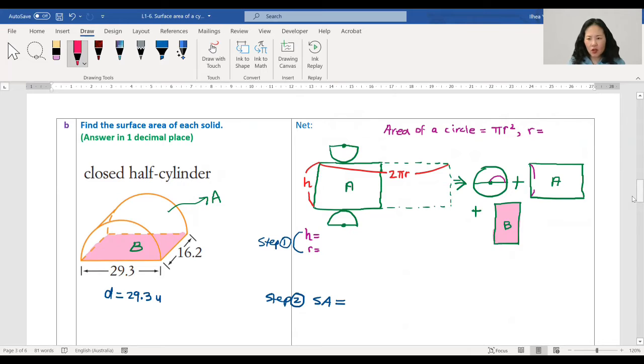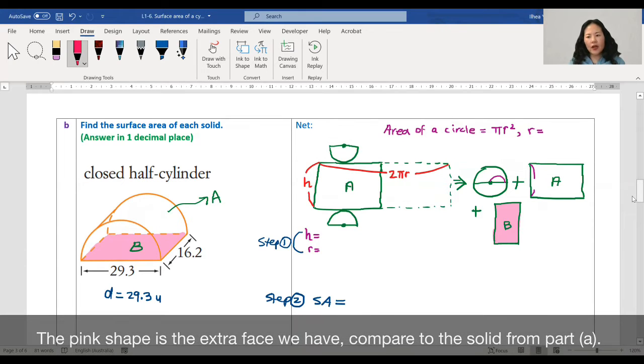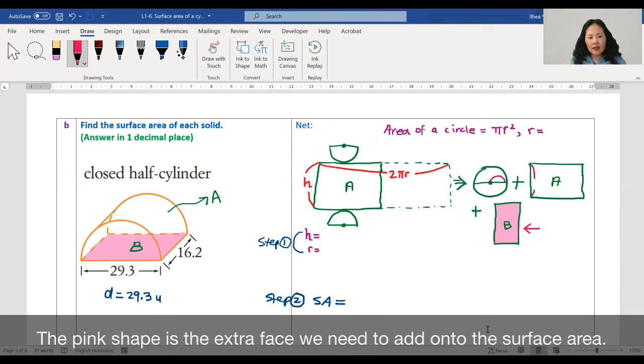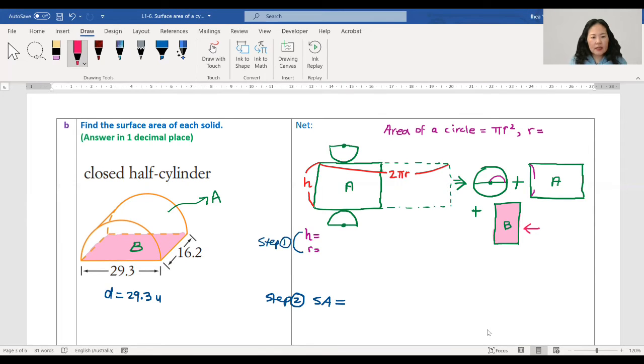Part B, but this time it's not an open half cylinder, it's closed. What does that mean? It means the top of the half cylinder is covered. Everything is pretty much the same as what we've done in part A, but we've got an extra part that we have to add on. So first step, let's find height and radius. Now, height I can see is 16.2, but we have a diameter of 29.3 units. So radius will be half.